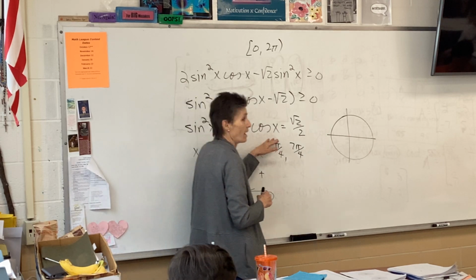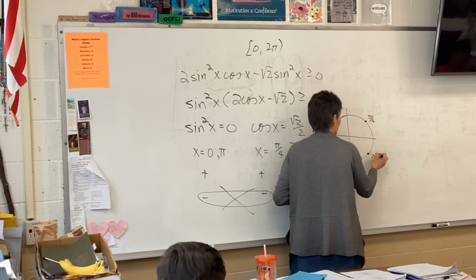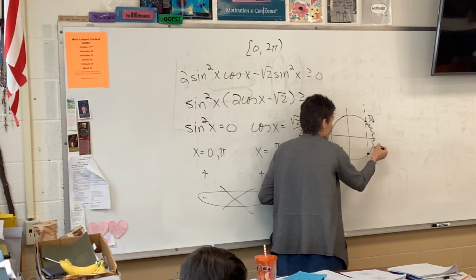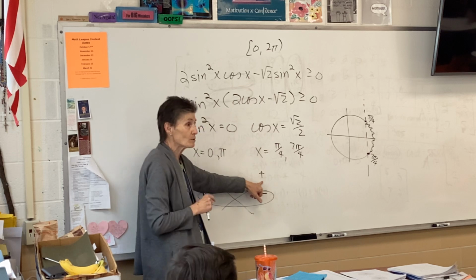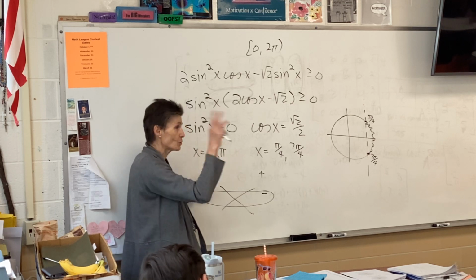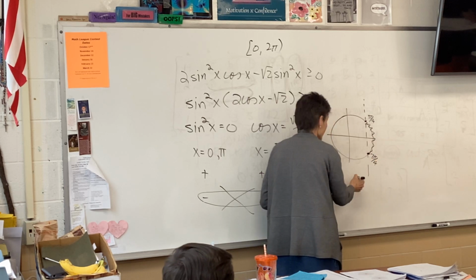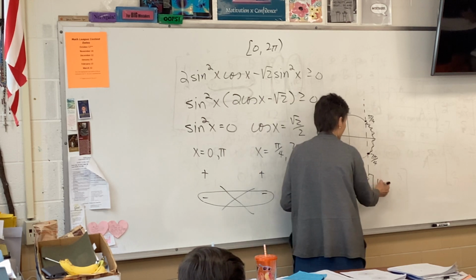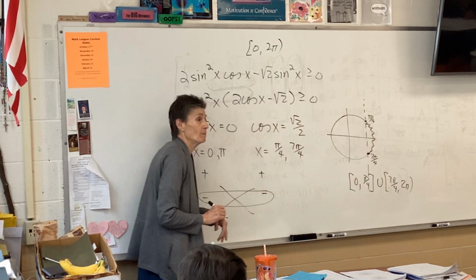So where is cosine bigger than root 2 over 2? Well, here's where it's equal to root 2 over 2. You already figured that out. Isn't this where cosine is bigger than, I want bigger than, both positive? Isn't that where cosine's bigger than root 2 over 2? So what's my answer? Remember, this is the whole circle. So this is my answer. So it's 0 to pi over 4, and then 7 pi over 4 to 2 pi. That's the correct answer to the problem.